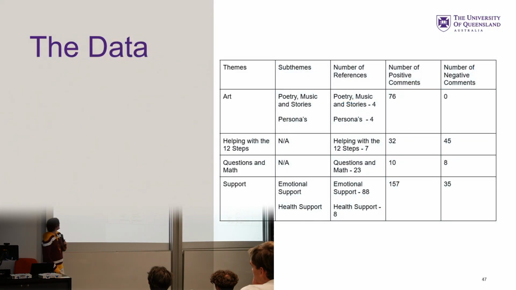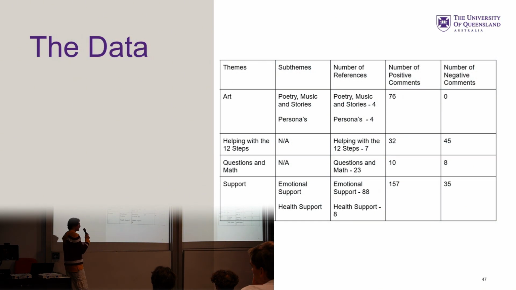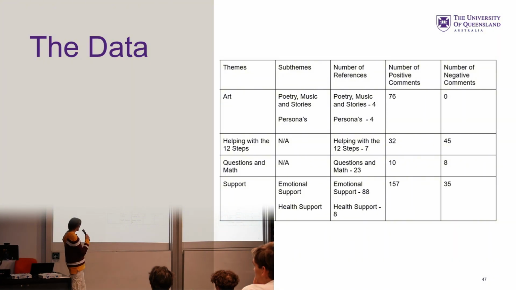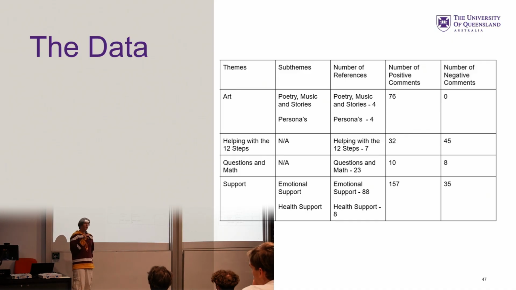All right, here's the data. We've got 4 sub-themes, I guess. We've got art, the 12 steps, which is a US recovery program, questions in math, and support. In art, we have sub-themes around people using AI to make poetry, music, and stories, and personas, where people want a certain type of personality for the AI to respond with, which made them seem more comfortable talking to the AI.